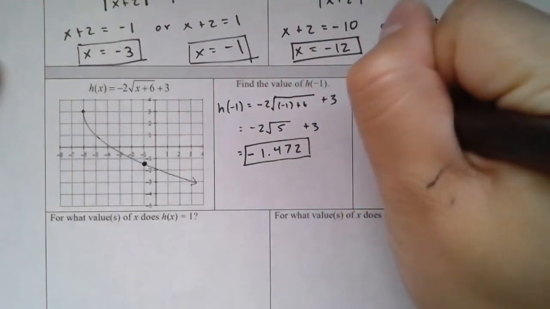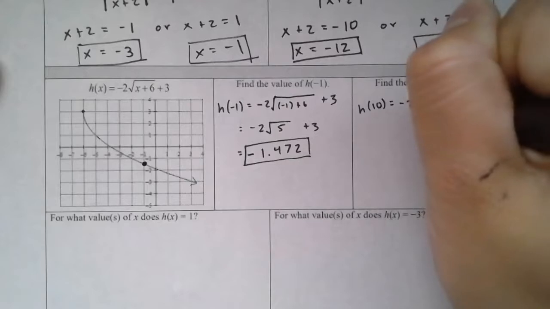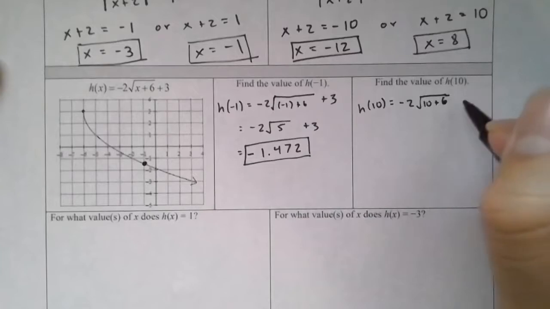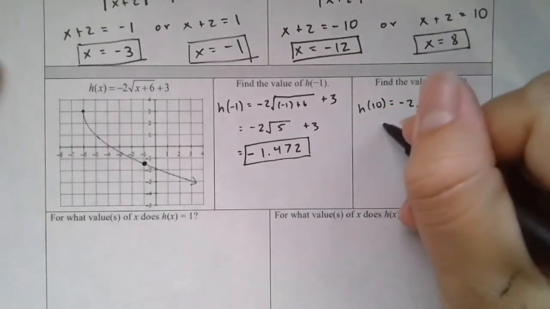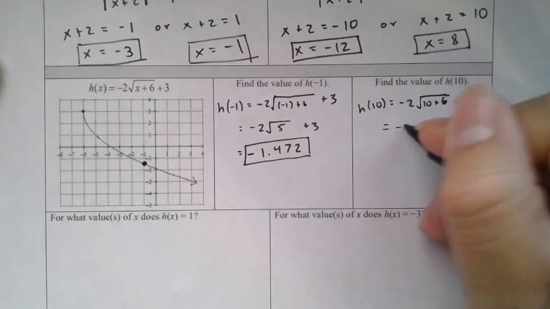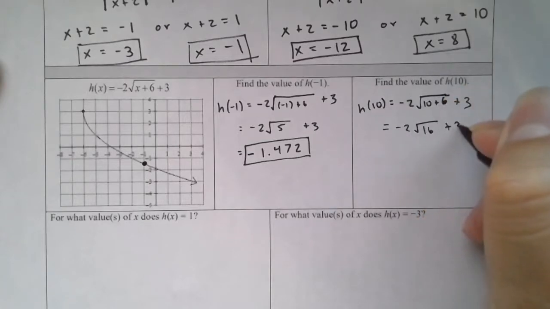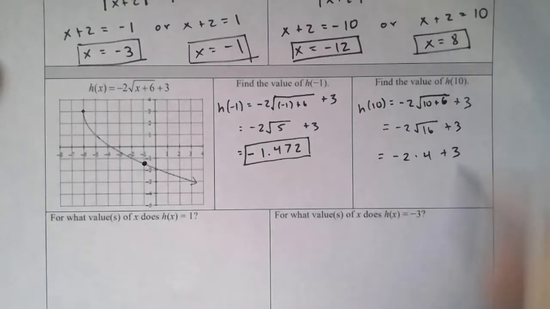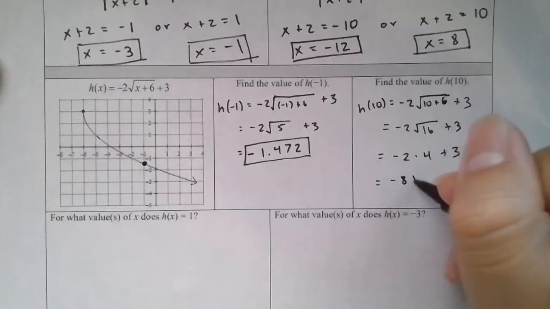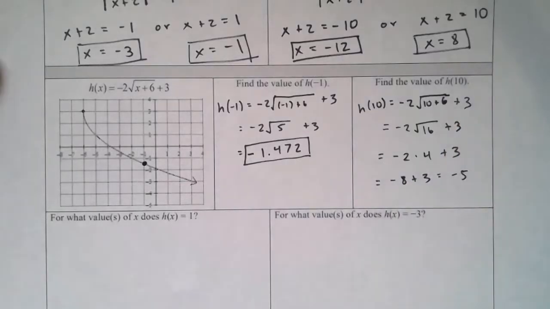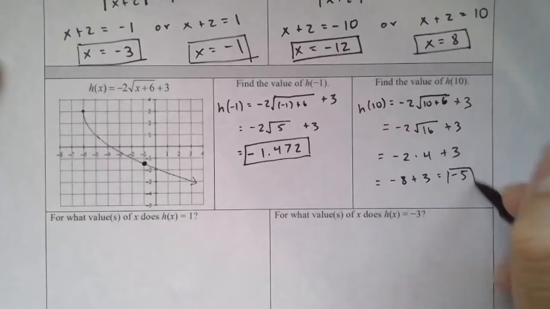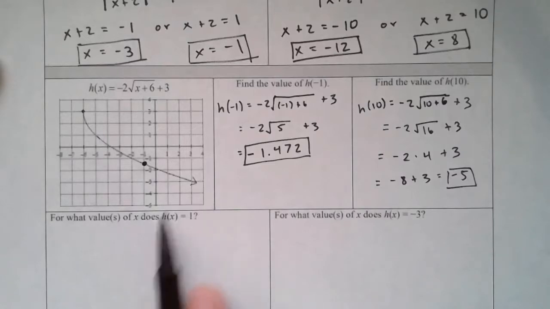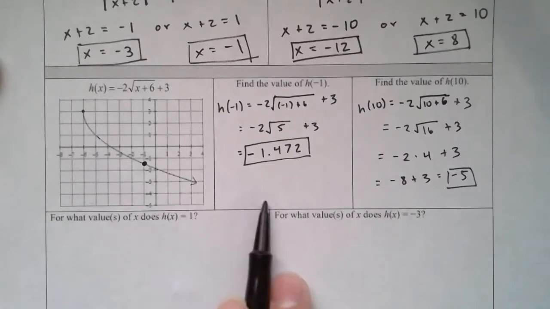So plug in 10, I get -2 square root of 10 plus 6, plus 3. Okay, that's equal to -2 square root of 16 plus 3. You get -2 times 4 plus 3, and this is -8 plus 3, which is -5. So when x is 10, it's unfortunately out of frame. You're gonna have -5, so somewhere over here.